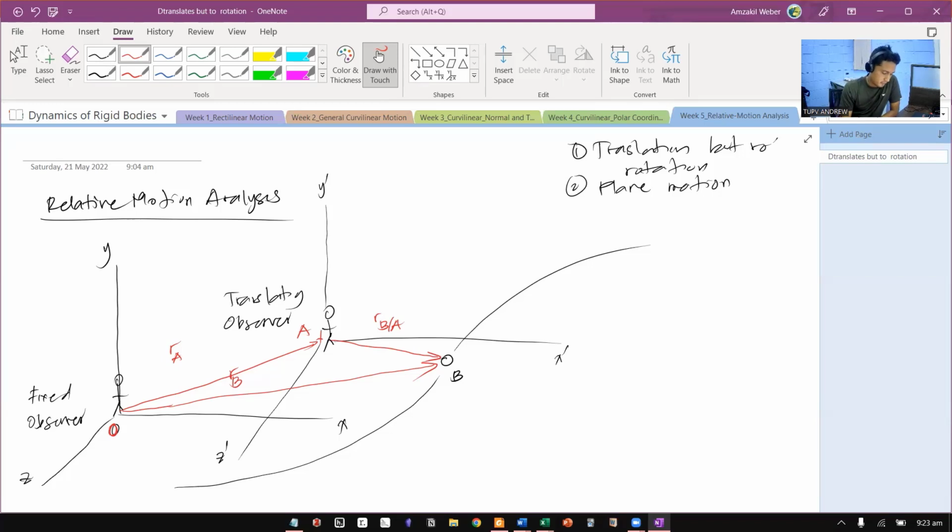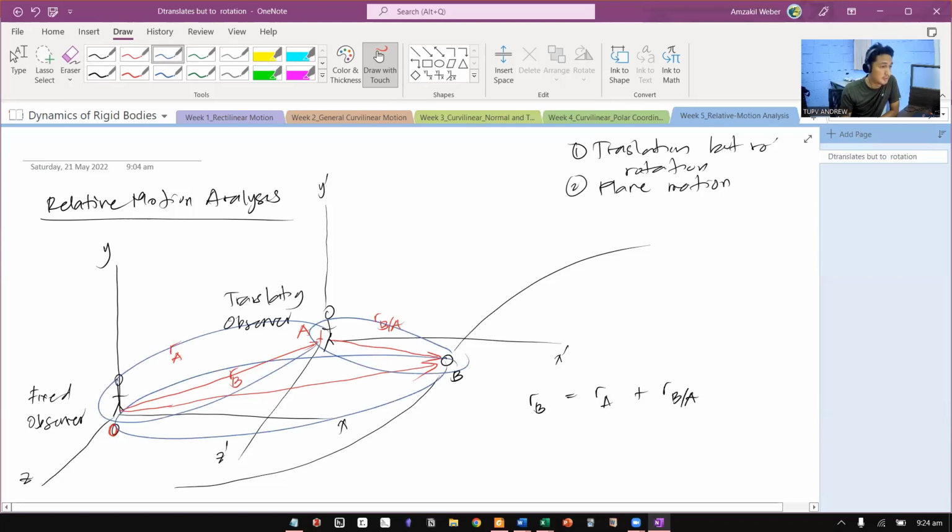Okay, so we now defined the relative positions and absolute positions of A and B. Looking at the graph now, looking at the position vectors rather, you can say that RB is the vector sum of RA and RB/A, because this is head to tail, head to tail, the polygon method to add the vectors geometrically, meaning RB is equal to RA plus RB/A.